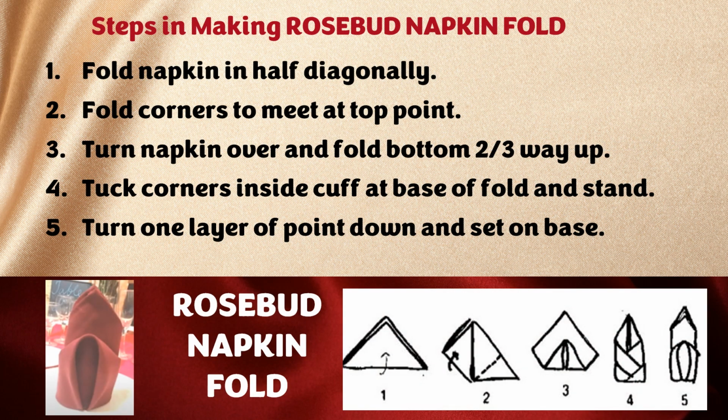Steps in making rosebud napkin fold. 1. Fold napkin in half diagonally. 2. Fold corners to meet at top point. 3. Turn napkin over and fold bottom 2/3 way up. 4. Tuck corners inside cuff at base of fold and stand. 5. Turn one layer of point down and set on base.